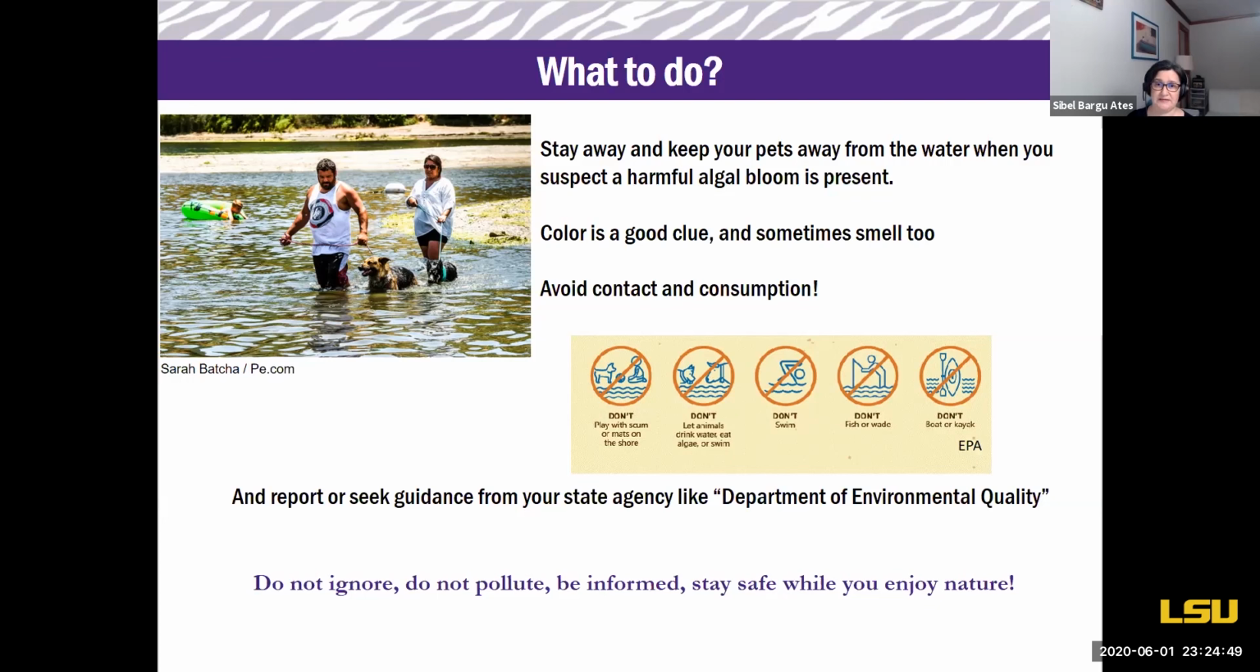Just to stay safe, you need to inform yourself so that you know what to do at the right time. And don't forget, enjoy the nature.